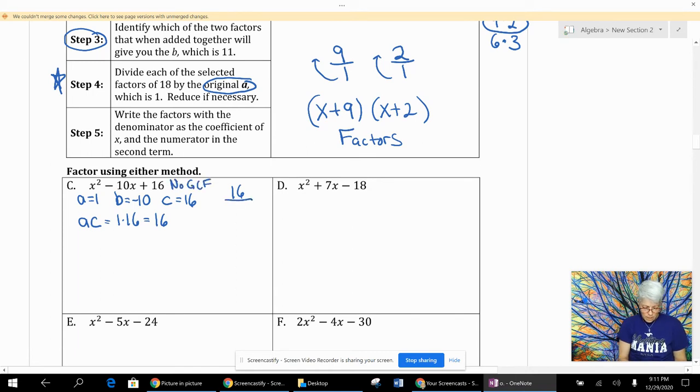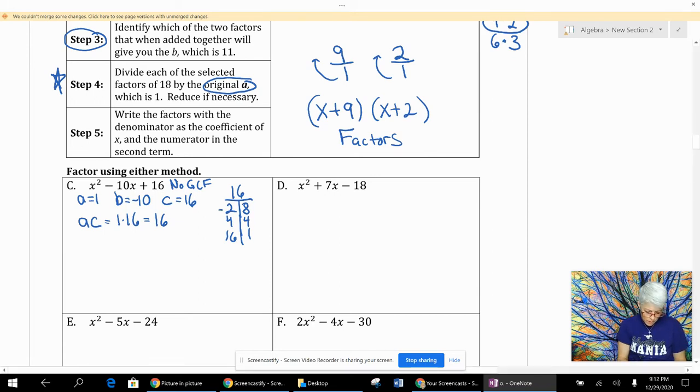All right, let's see what we got here. We have 2 and 8, 4 and 4, 16 and 1. And honestly, as soon as you see two factors that add up to B, you can stop. So I'm looking right here, and I see that 8 plus 2 is 10, but I have a negative 10. So let me keep going with these factors.